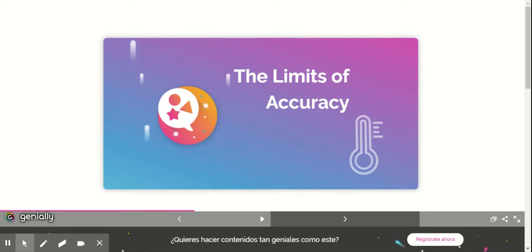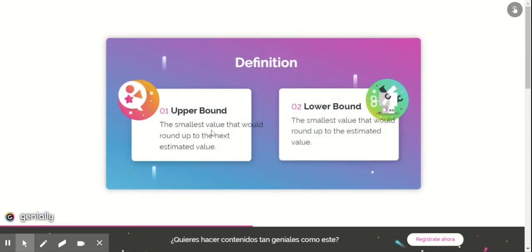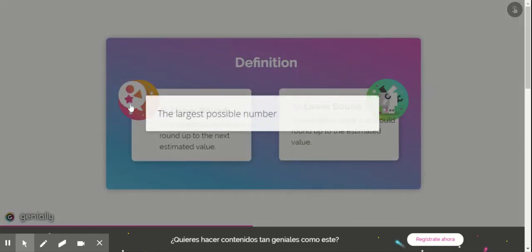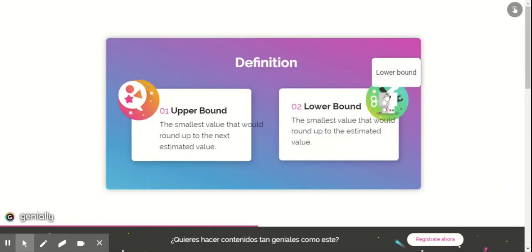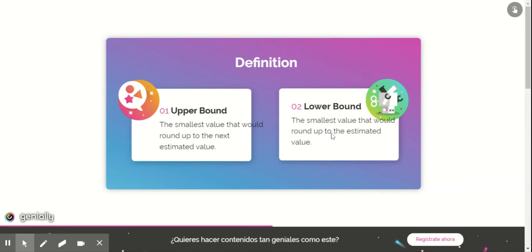So we are going to deal with the limits of accuracy. We have the definitions. The upper bound is the smallest value that would round up to the next estimated value, in other words, the largest possible number. And the lower bound is the lowest possible number, or the smallest value that would round up to the estimated value.